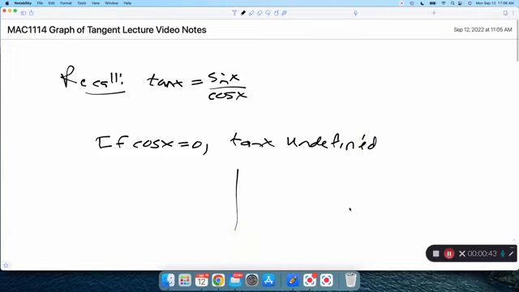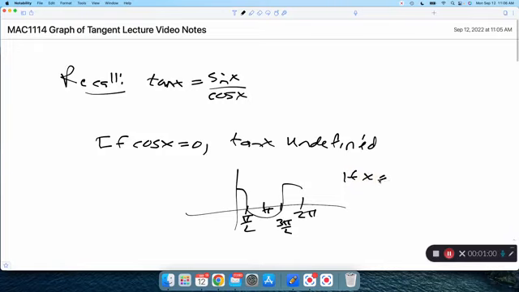So where does that happen? Well, we should be able to quickly graph cosine. Here's 2 pi, pi over 2, and 3 pi over 2. That's at all the odd pi over 2's. So if x is some n pi over 2, where n is odd, then tangent of x is undefined. It has a vertical asymptote. X equals that number. Some vertical line.